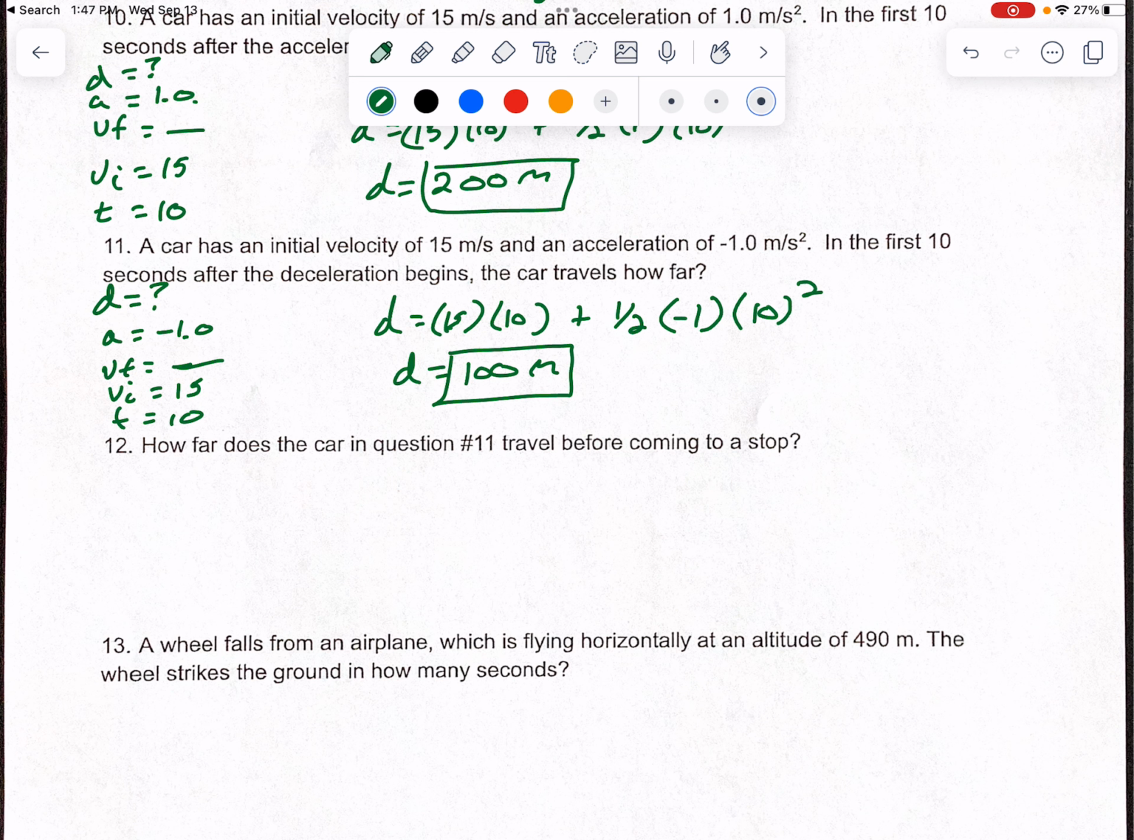Number 12, how far does the car in question 11 travel before coming to a stop? Okay, so we want to know about, we're coming to a stop, so that's a key hint right there. So we're going to do Daffy T.